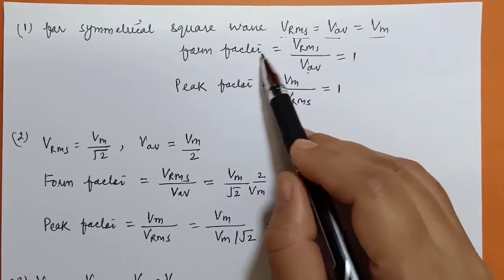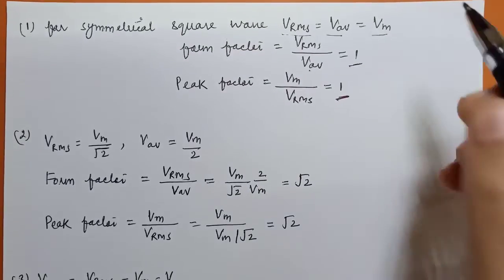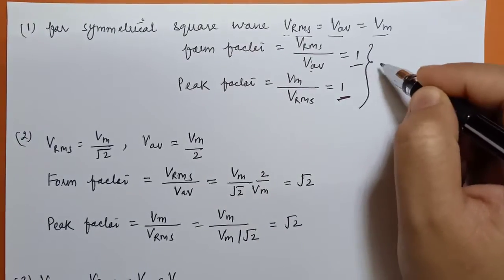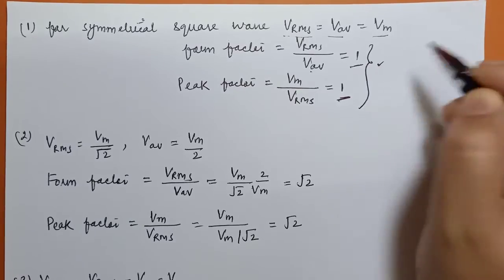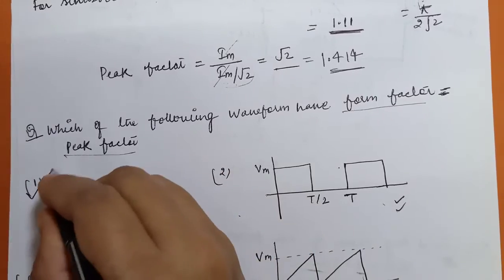So your form factor will be 1 and the peak factor is also 1. So here, for the first case, you are getting the form factor equal to the peak factor. So this option is true.